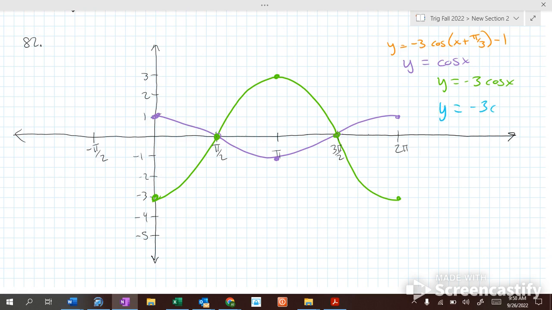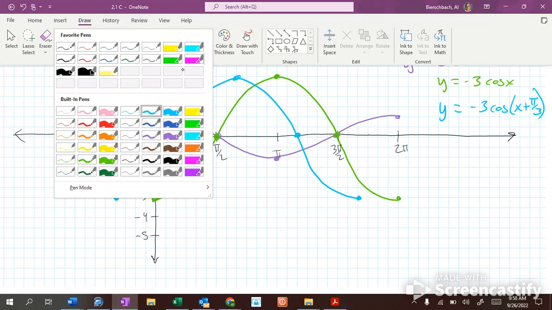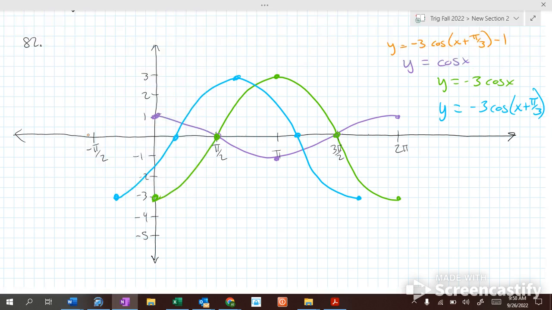Y equals -3 cosine of x plus pi over 3. So Ashlyn, where does plus pi over 3 move us? To the left, pi over 3, which on mine is 4 spaces. And then last but not least, subtract 1 from there.